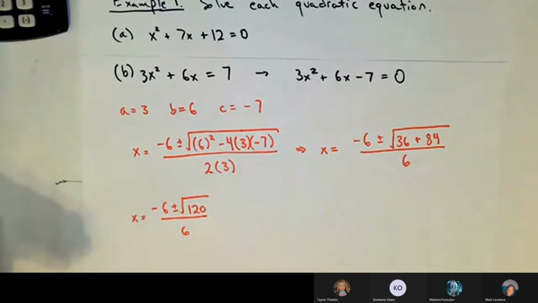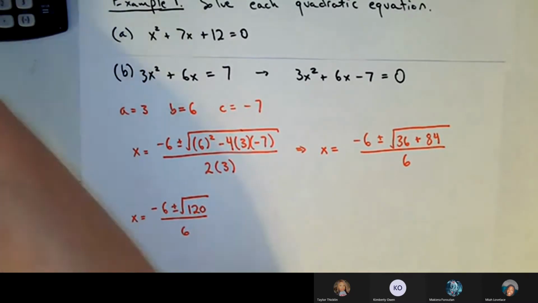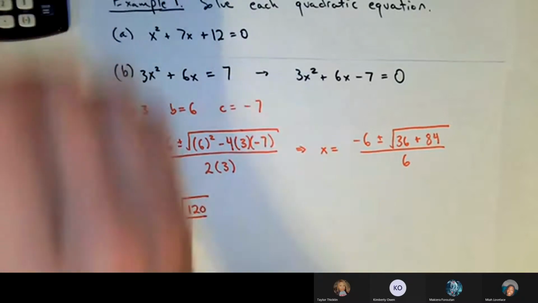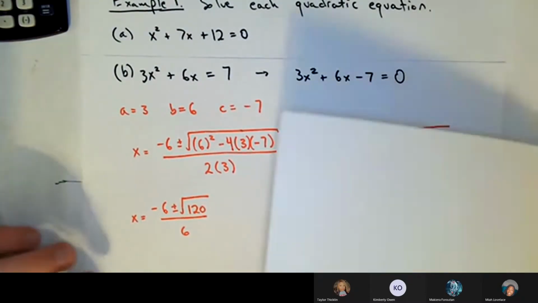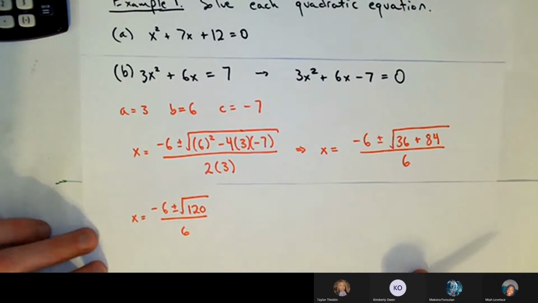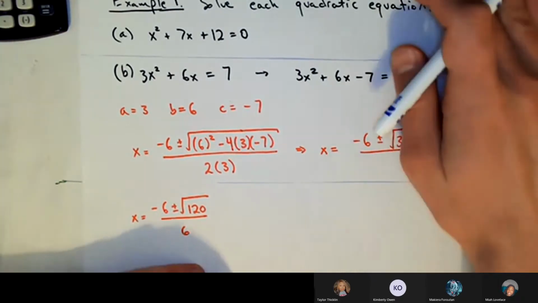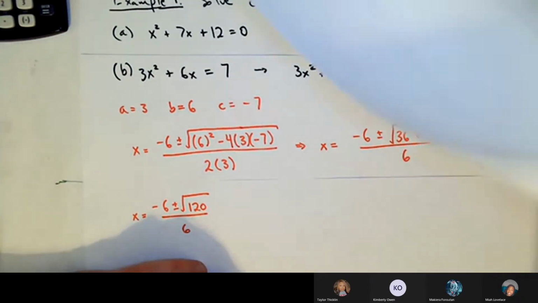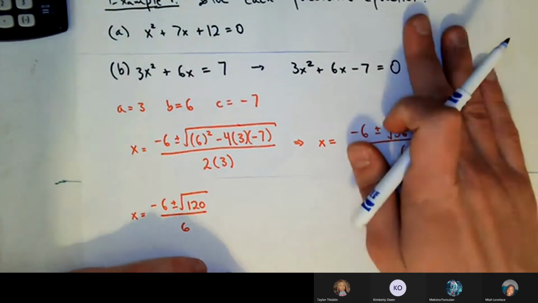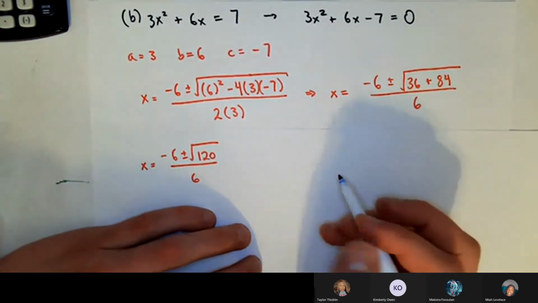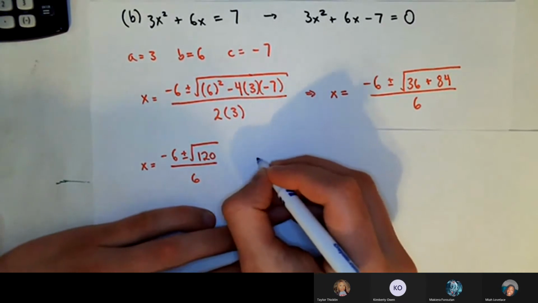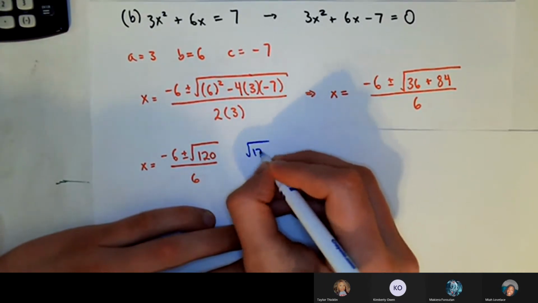And now you get into the situation where you're going to have to start figuring out, can I simplify this square root? And this might be a good time to go off on the side and do some side work with the square root of 120. So I'm going to lay my paper here to do my side work. I'm going to scoop this up so we can still see part B. There we go. Okay, so this is side work, square root of 120.